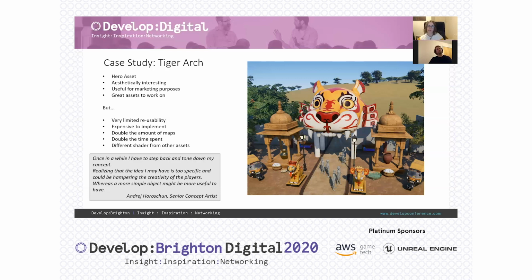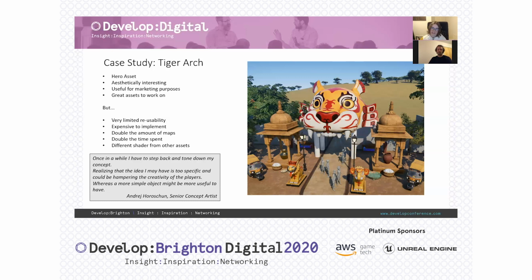So a lot of our hero assets cost easily double the amount of time spent. They'll take double the amount of maps compared to a regular asset, even a slightly more expensive regular asset. And they use different shaders sometimes for these ones, for the amount of detail that we want to get in. So they get really pricey. And the problem is we never quite know how much payback we're going to have for it.